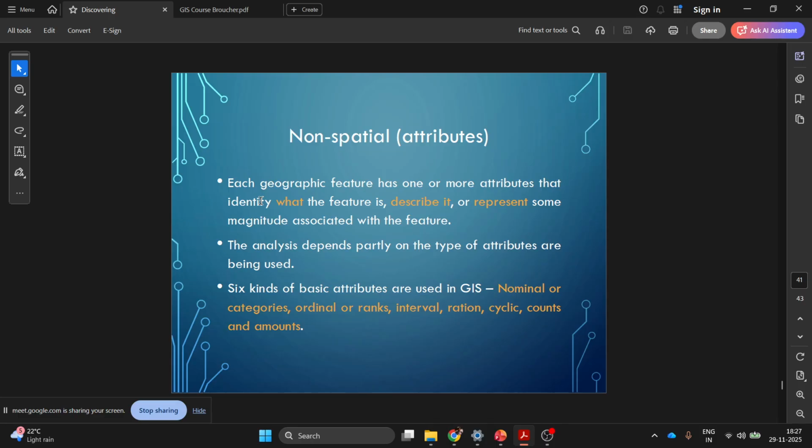For example, this attribute is like what I was referring to, right? For example, a car: what type of car it is, whether the car type is hatchback, whether the number plate is of this registration or that registration, or whether it is owned by this particular owner placed in this particular area. That type of data is called attribute data. This consists of six kinds of basic attribute data: nominal or categorical, ordinal or ranks, interval, ratio, cyclic, counts, and amounts.